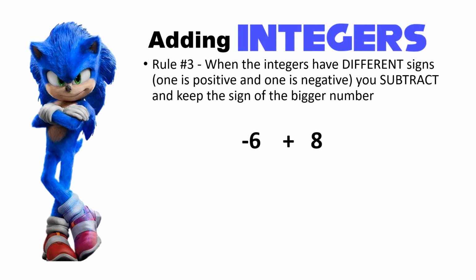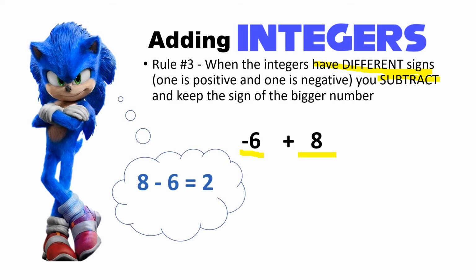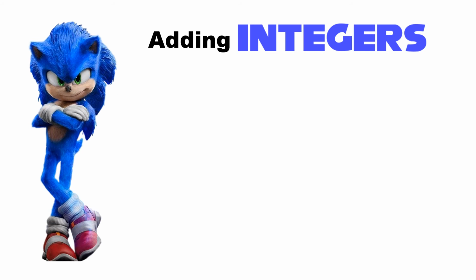So here's an example. I have a negative 6 plus 8. So I'm going to go back to the rule so you understand. The signs are different, right? We have a negative 6 and a positive 8. So we are going to subtract these numbers and keep the sign of the one that has a bigger absolute value. So Sonic's going to think about this. All right, so 8 minus 6 is 2. Now look back. The 8 is larger and it's positive. So we're going to keep the sign of the positive number, which means that the answer to this is positive 2. Let's look at another example.